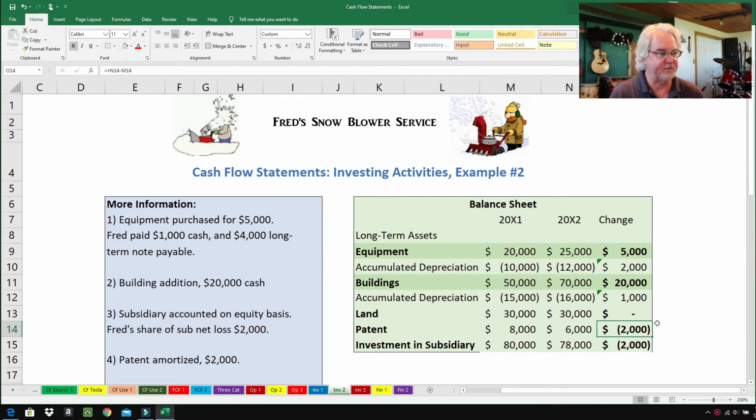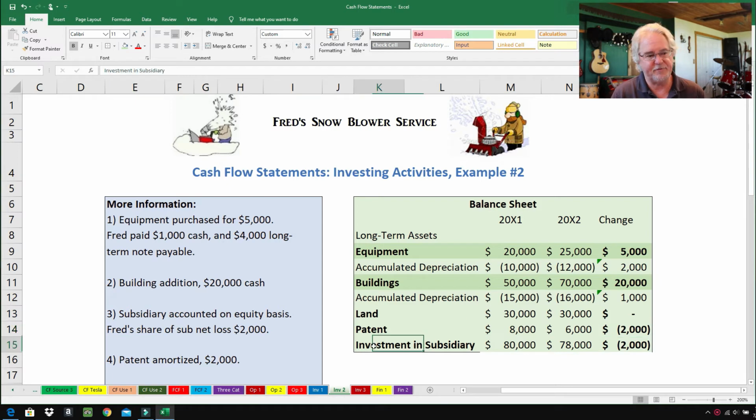And for us today, I've got more information here. So number 4 here, patent was amortized by $2,000. So that explains the $2,000. So we don't have to worry about that today in the investing activities. That patent amortization goes in the operating section. Today we're focusing on investing activities.